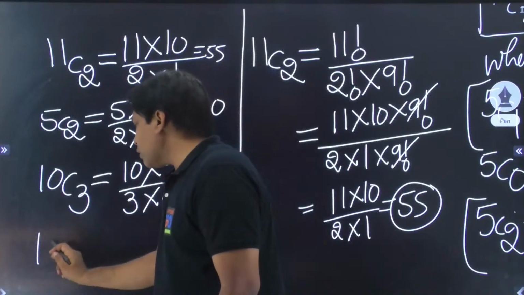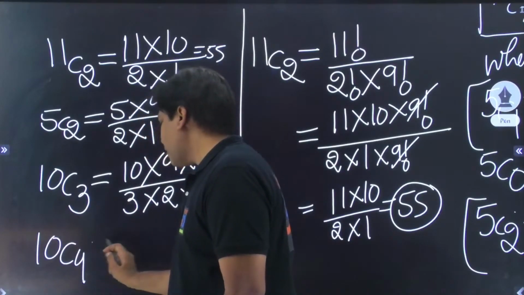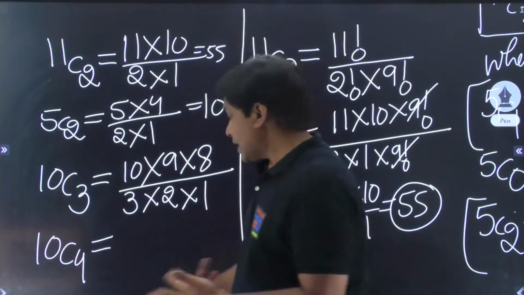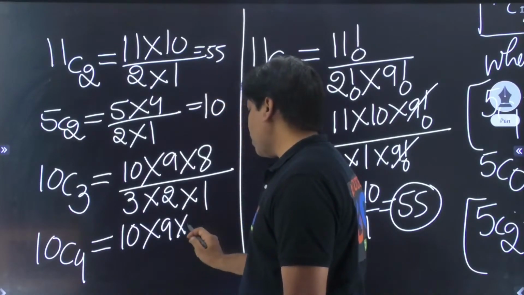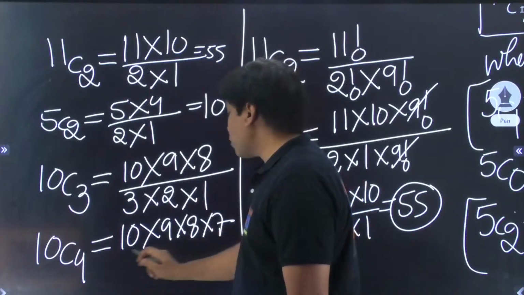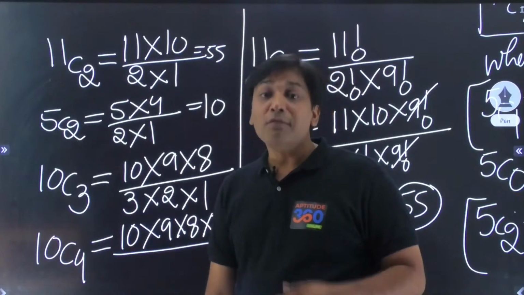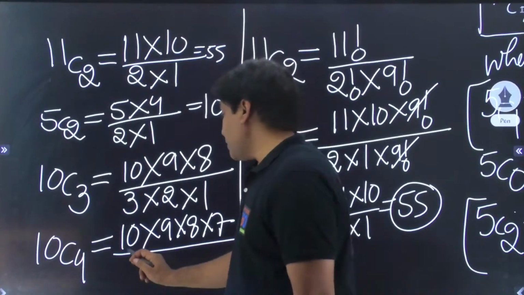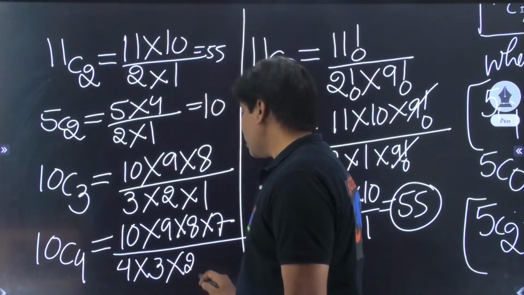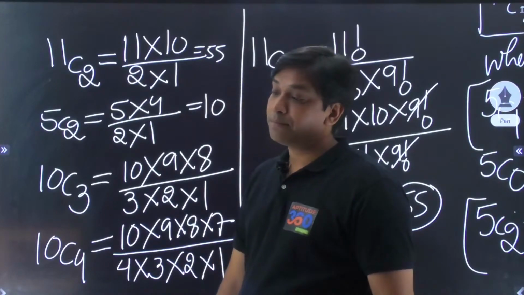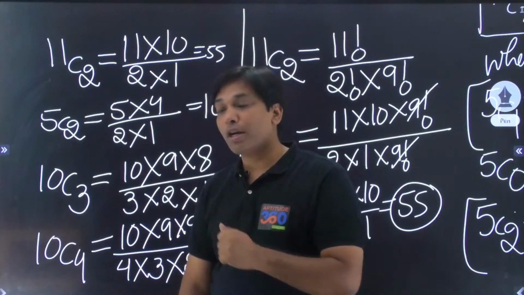What if you have to find out 10C4? So 10C4 becomes 10 into 9 into 8 into, how many times are we going to be writing? We are going to be writing 4 times, and in the denominator it becomes 4 into 3 into 2 into 1. Is this okay? I hope you're understanding what I'm talking about.